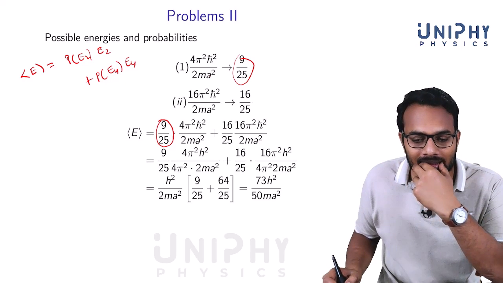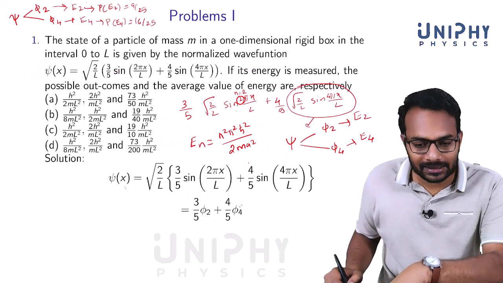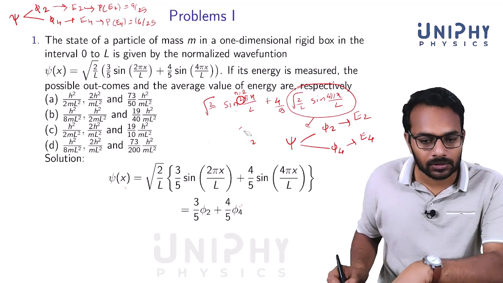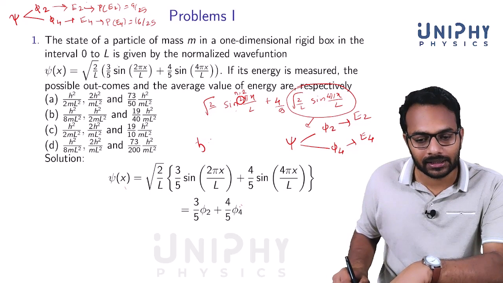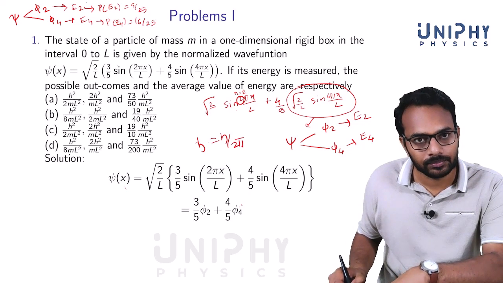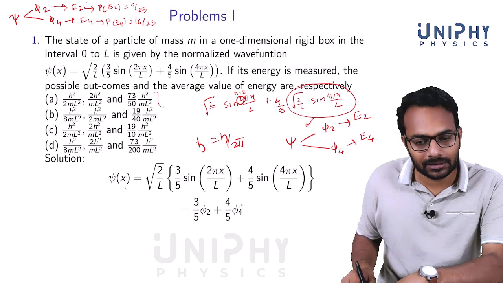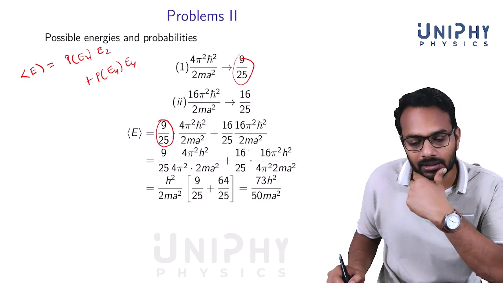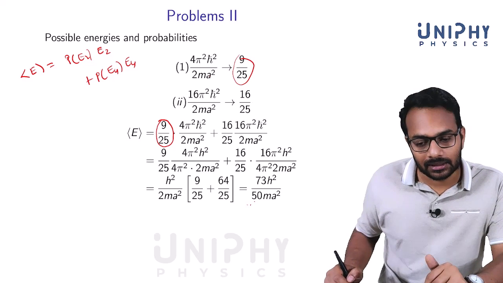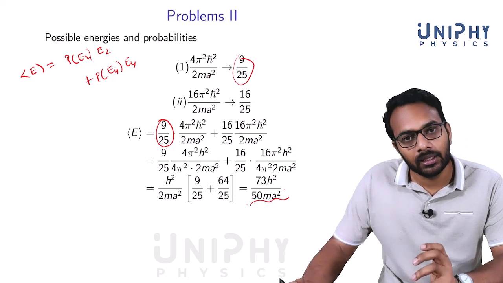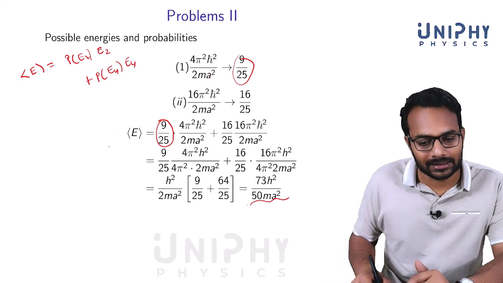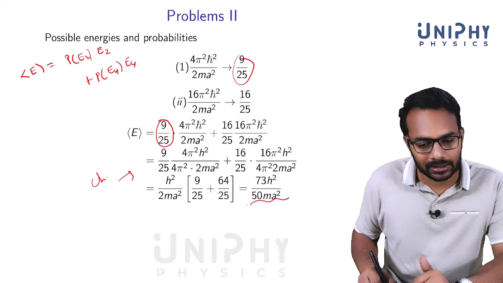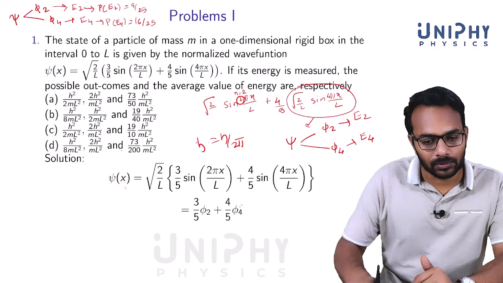We see that the options are in terms of h and not h cross. So in our result we also have to put h cross equal to h by 2 pi. You substitute h cross equal to h by 2 pi, and the final result you get is 73 h square divided by 50 m a square. You can just check this. It is a simple thing. Check this, and we see that this is one of the options.